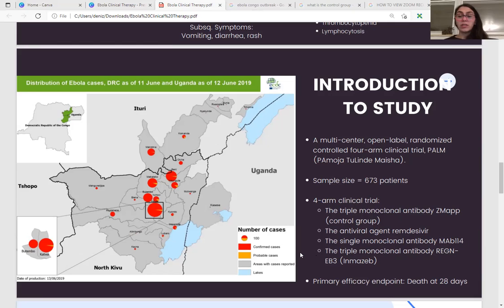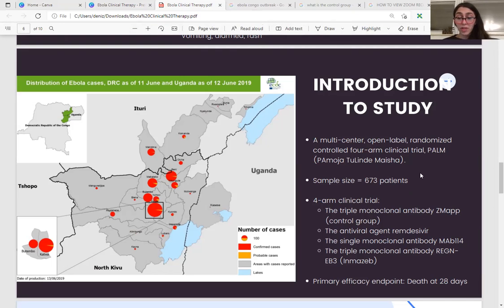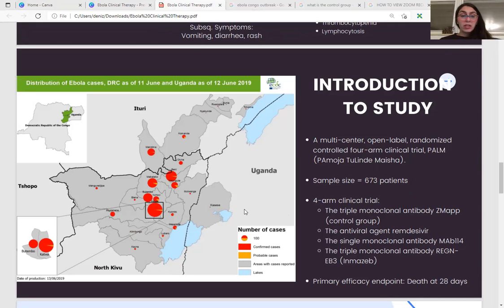And the randomized part, there was random assignment. I'm not sure if there was random selection of the patients. I didn't really see anything of that being mentioned, but there was definitely a random assignment. What they did was they randomly assigned the treatments in a 1:1:1 ratio, since there's 4 treatments, to the patients, and the whole sample size was 673 patients. The primary efficacy endpoint was death at 28 days. So this just means that at 28 days, that's when they started looking at the results. And mortality at 28 days was one of the results that spoke volumes for them.